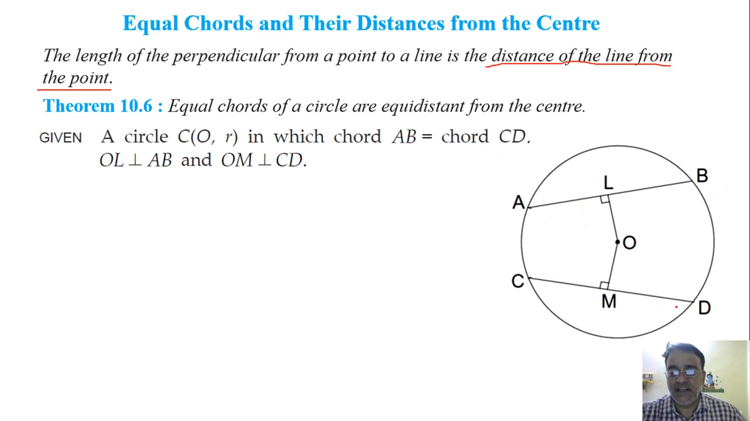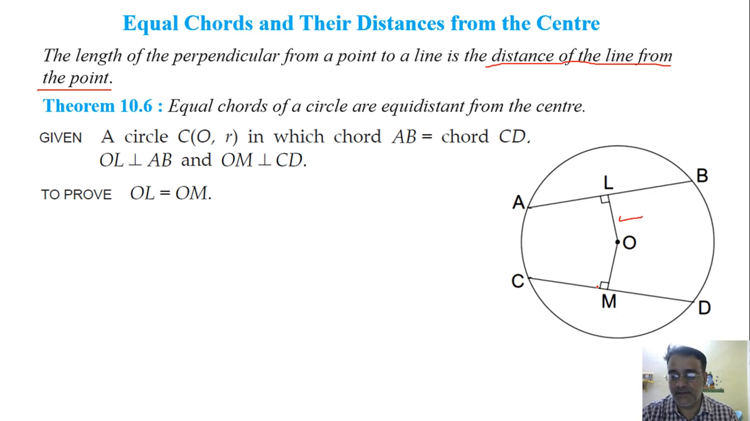AB and CD are equal chords, and OL is perpendicular to AB and OM is perpendicular to CD. So OL is the perpendicular distance of AB and OM is the perpendicular distance of CD, and we have to prove that these two are equal. Okay, so let us start with the construction.